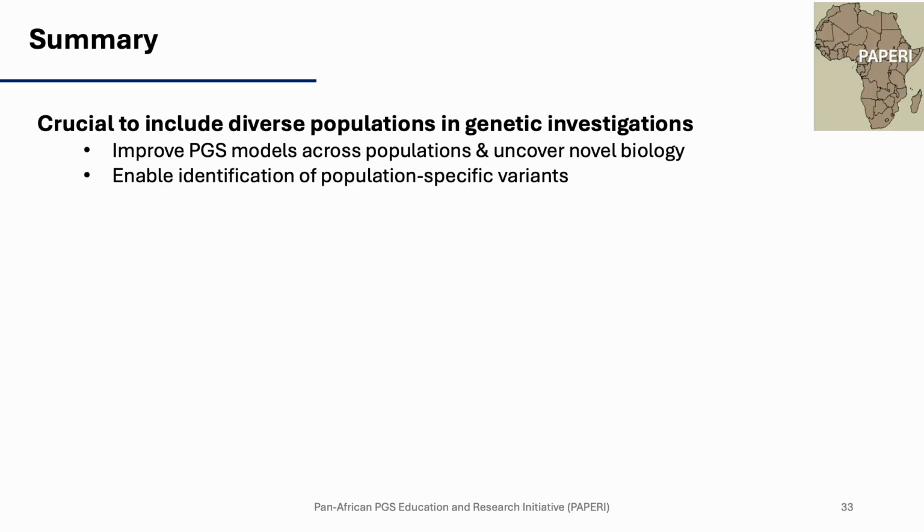In summary, I hope one of the main takeaways from this presentation today is that it is crucial to include diverse populations in genetic investigations. As we showed, this can improve PGS models across populations and uncover novel biology that we would not otherwise be able to identify. This can also enable the identification of population-specific variants, which can be really important for polygenic risk score prediction.